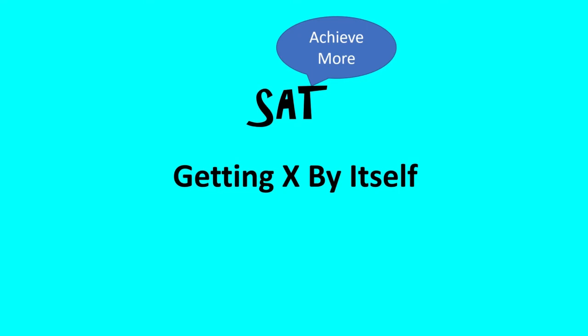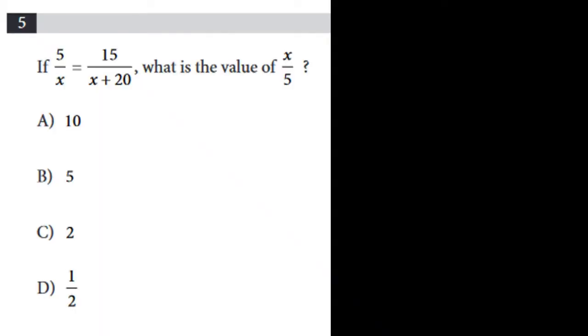In this video, we're going to learn how to get x by itself. So the first thing we look at is the question. It says, what is the value of x over 5? Anytime I see it in this format, I always know to cross multiply it. If there's an equal sign and then two division things, I know to cross multiply.